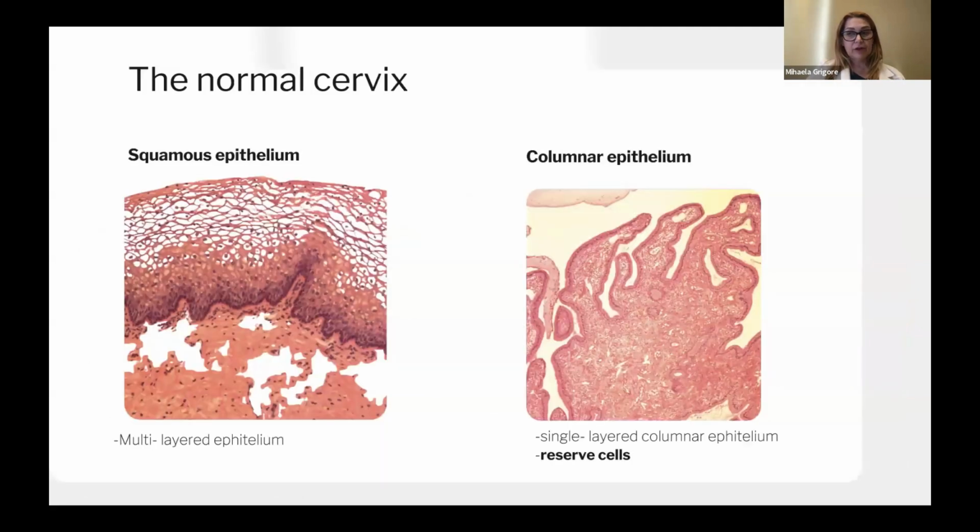Another important thing to remind is that on the cervix, we have two types of epithelium. We have the squamous epithelium, which is a multi-layered epithelium. And also we have a columnar epithelium, which is a single-layered epithelium. And also in this columnar epithelium, there are the so-called reserve cells, which we will see later. They are very important.